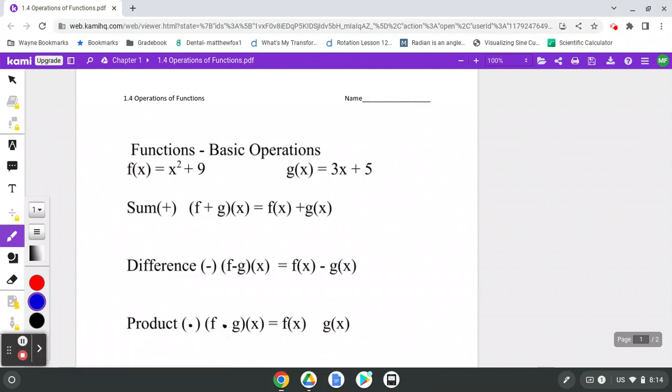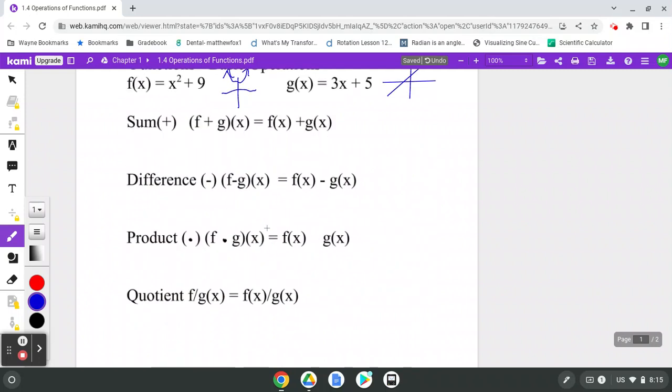Today, we're going to look at some basic operations. So if you don't have the paper, grab it from the back of the room. And then let's take a look at our two functions here, x squared plus 9, which hopefully we know if we would graph this, it is going to be some sort of parabola. Meanwhile, we have 3x plus 5. If we graph that, it's going to be some sort of line. So if we are combining these, depending on what operation we do, we will get different things.